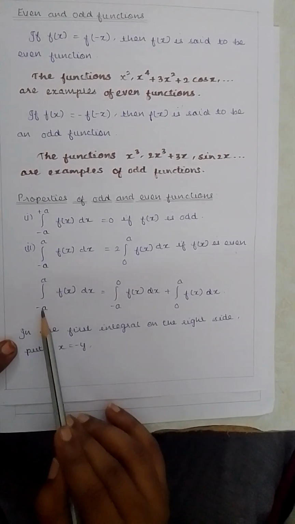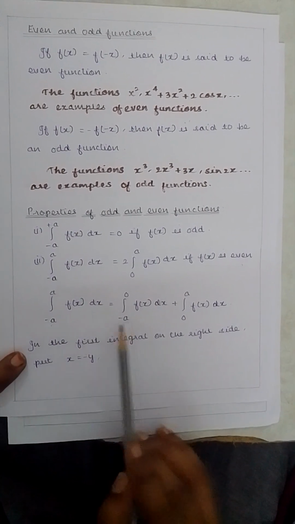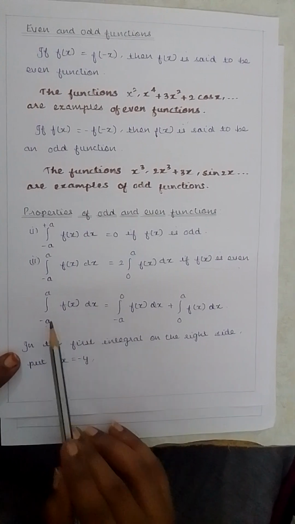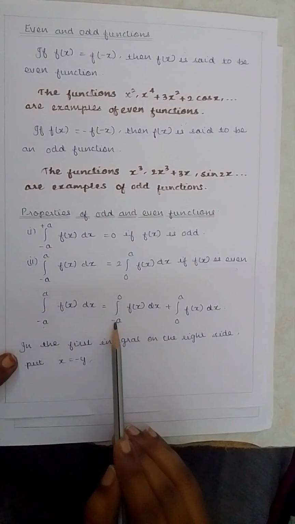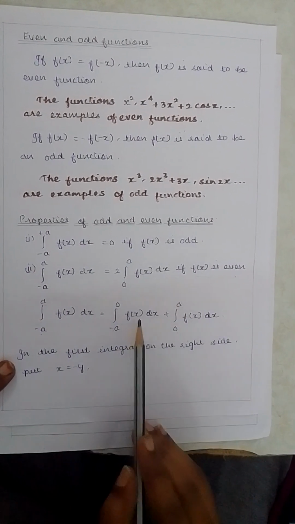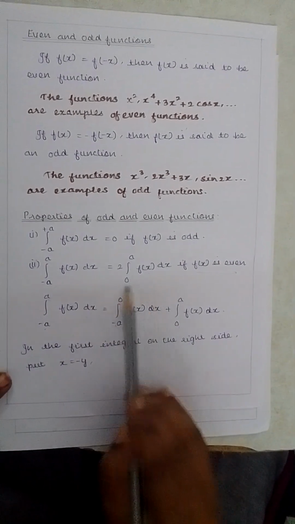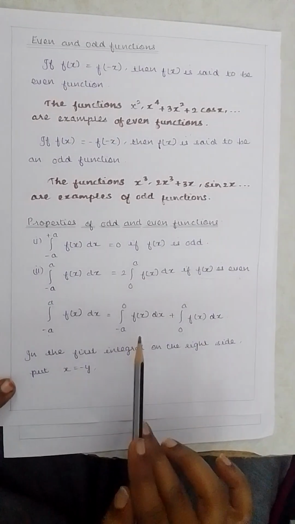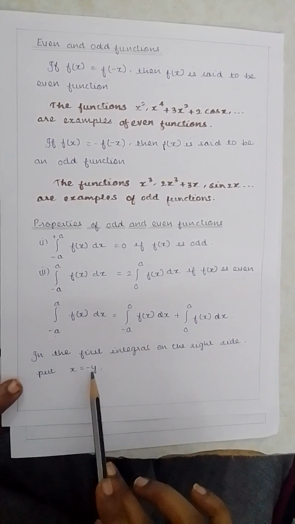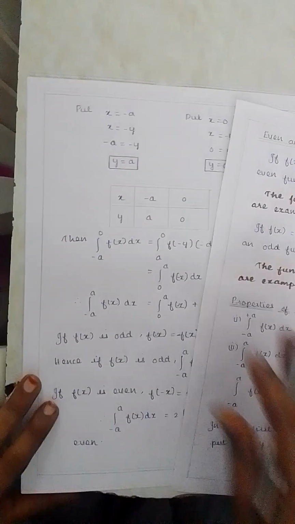So for the integral from minus a to a of f of x dx, you have to split the integral into minus a to 0 and 0 to a. So f of x dx, here also you have to write f of x dx. In the first integral on the right hand side, you have to put x equal to minus y.